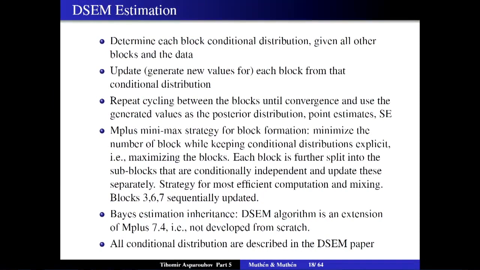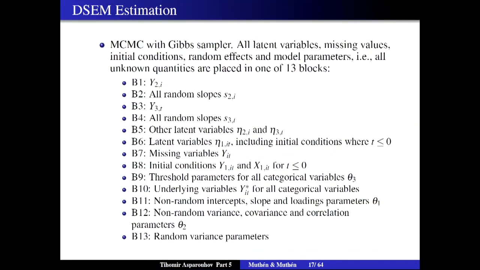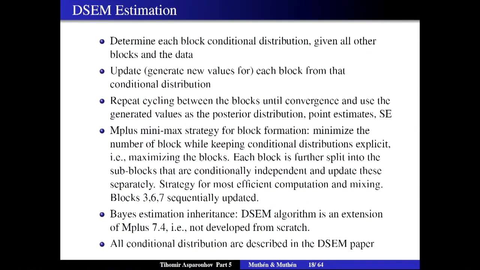You repeat cycling between the blocks to get this posterior distribution. Basically, the MCMC estimation consists of providing these 13 conditional distributions. Once you have these 13 conditional distributions, you let the MCMC sequence generate all the unknown quantities, and you get these parameter estimates. As long as these 13 conditional distributions are correct, you get a correct estimation.